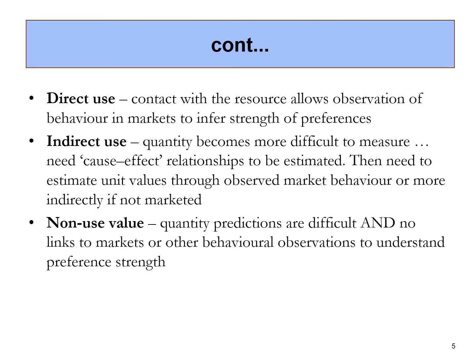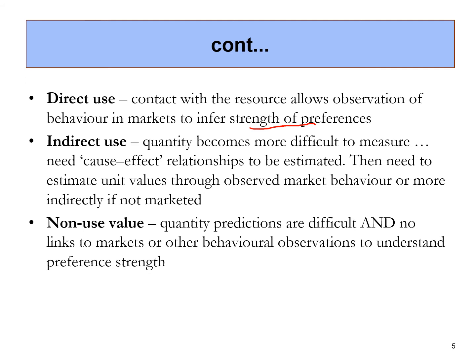For direct use value, contact with resources allows observations of behavior in the markets to infer the strength of our preference. Let's take the previous example on the lake. If, let's say, the lake is being polluted because of an oil spill, definitely we will have to do something because we want to go swimming. So it will tell the strength of our preference for the lake.